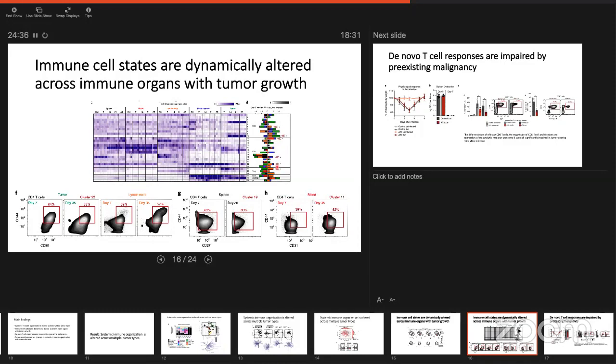And my question is also, why in some experiments do you use one cell line or one tumor model, and in other experiments you use other tumor models? That was just my question.